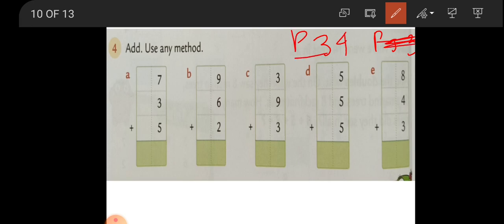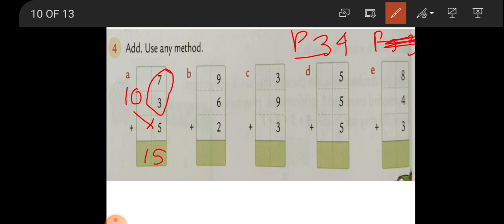Okay. Now 7 plus, add, use any method. You can take any method. If you get doubles, you use the method of doubles. If you get two numbers that make ten, you use that method. Here 7 plus 3 is giving you 10. So first we will take the ten. Now 10 plus 5 will give you 15. As I told you, 10 plus 3 is 13, 10 plus 2 is 12, 10 plus 5 is 15.